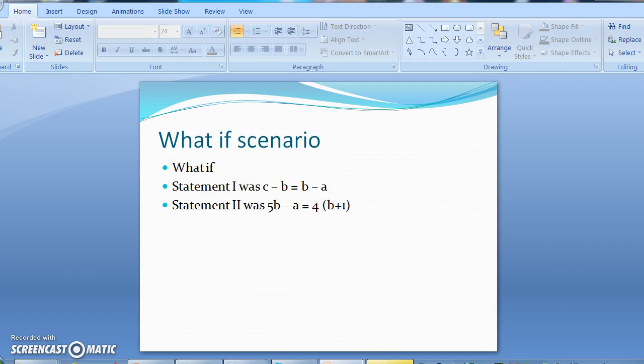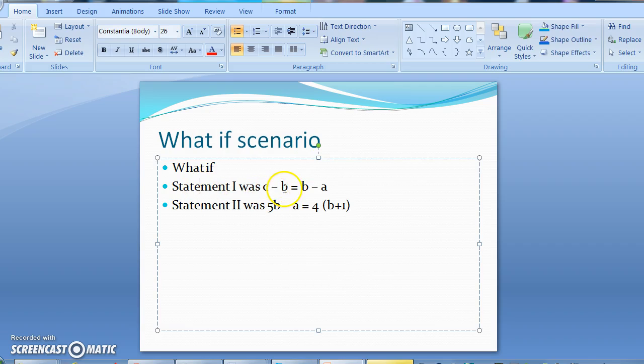Awesome. Let's try playing around a little bit now. What if statement 1 was C minus B equal to B minus A, and statement 2 was 5B minus A equal to 4 into B plus 1? Statement 2 I've left as it is, but statement 1 I've changed a little bit to say that C minus B equal to B minus A. Now observe, statement 2 will not be sufficient by itself because of what we've already discussed in the previous question. But statement 1, how about it?